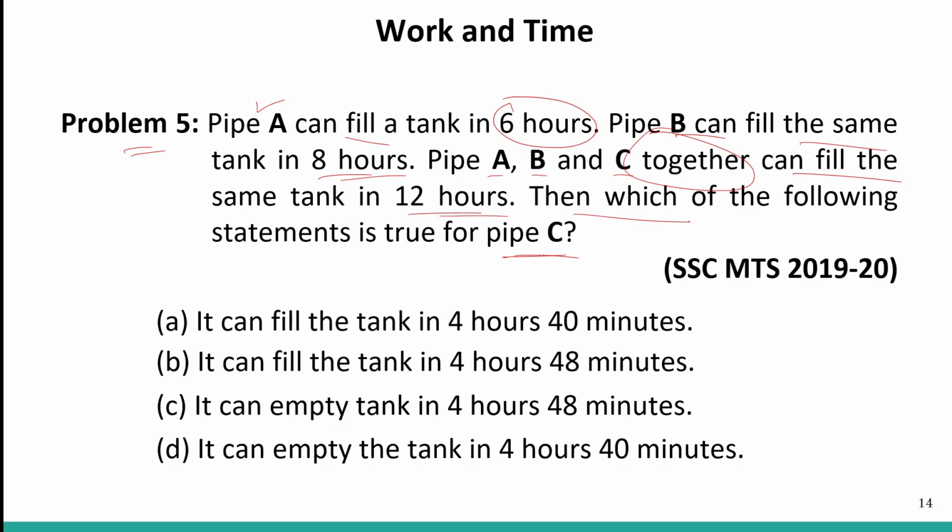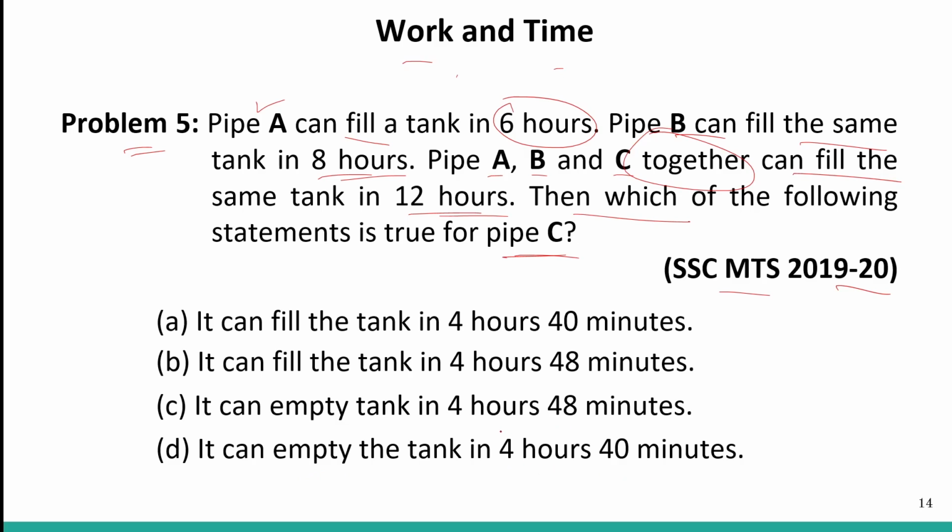Okay, this is also a pipes and cisterns problem, but it has a crucial role in this topic, that is work and time. So this question has been asked in the SSC MTS 2019-20 paper. Option A tells us that it can fill the tank in 4 hours 40 minutes. Option B tells us that it can fill the tank in 4 hours 48 minutes. Option C tells us that it can empty the tank in 4 hours 48 minutes. And option D tells us that it can empty the tank in 4 hours 40 minutes.